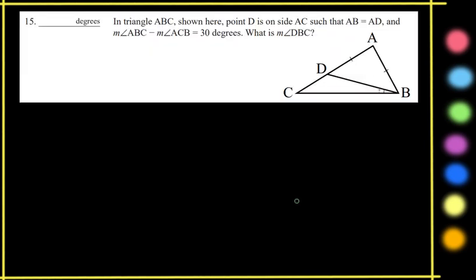Let's see, so number 15. This one says, in triangle ABC shown here, point D is on the side AC such that AB equals AD. So these two are equal. They showed us that. And then they said the measure of ABC minus the measure of ACB. That's this angle here minus this angle here, right? And that's 30 degrees. So if we call this one y, this one over here would be y plus 30. And then they want to know the measure of angle DBC, this one with the question mark here.